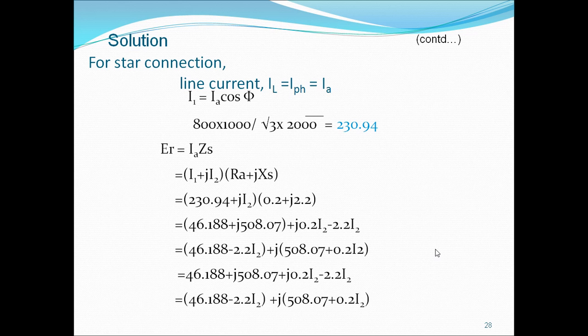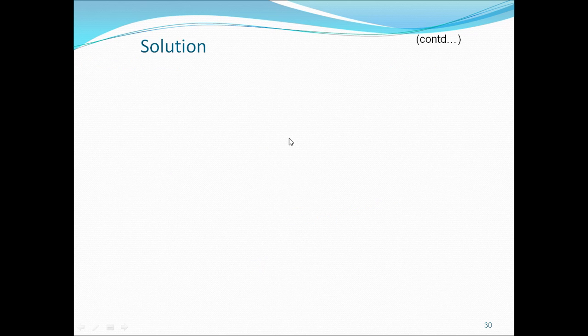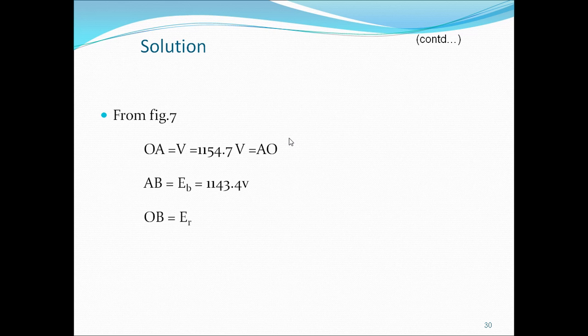This simple mathematical equation. So this is the vector diagram: ER, EB, Ia and V. From this figure, OA is equal to AO, that is 1154. AB is equal to EB, that is 1143. OB is equal to ER.